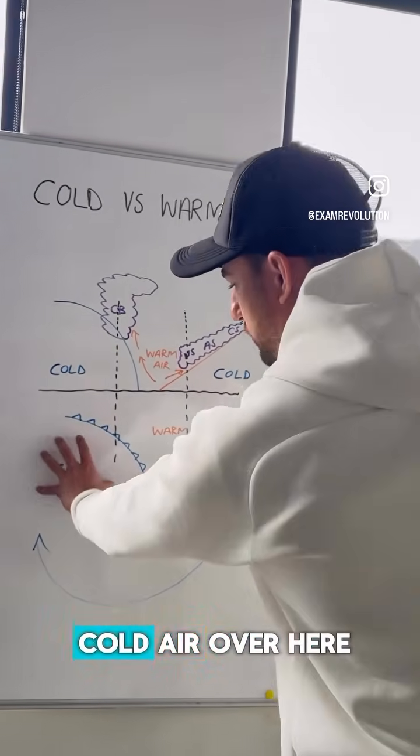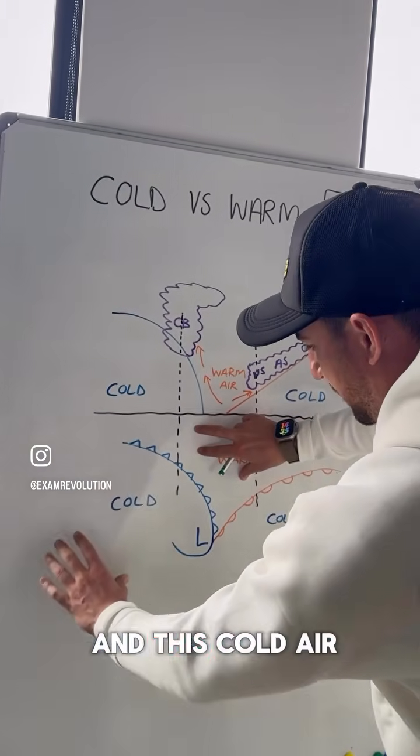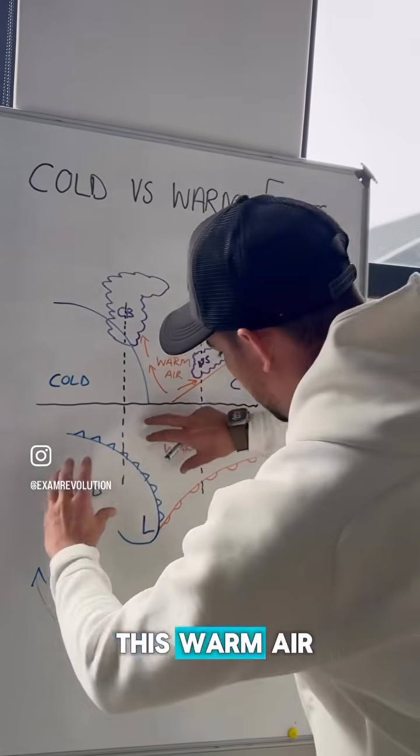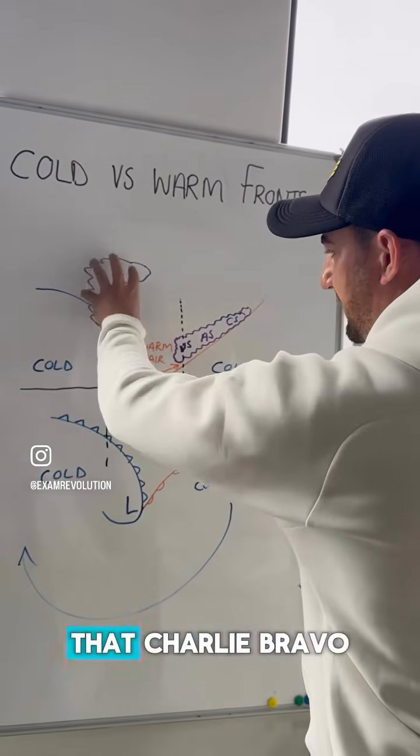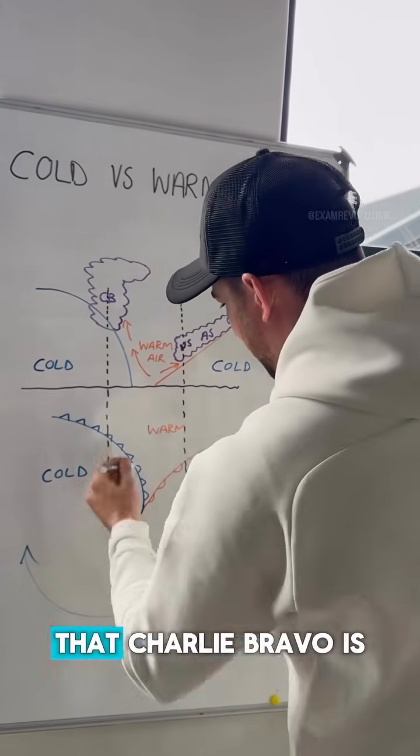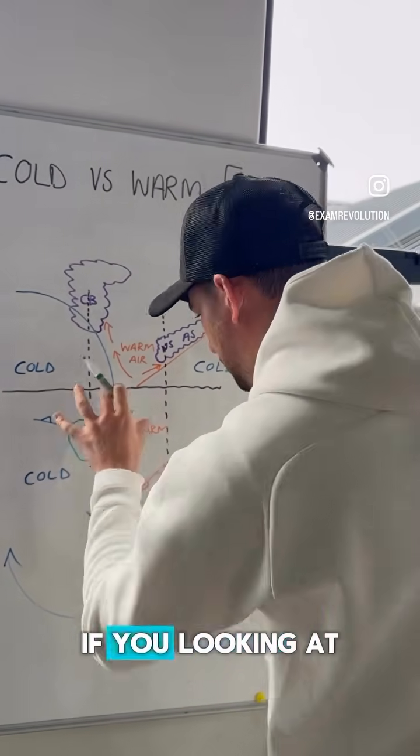So you'll have your cold air over here, warm air over there, and this cold air is moving and catching up with this warm air, digging in below it, and that's the phenomena that you see there. So whatever you see on this black line, that CB, if you were to look at it from the top, that CB is sitting over here if you're looking at it from the top.